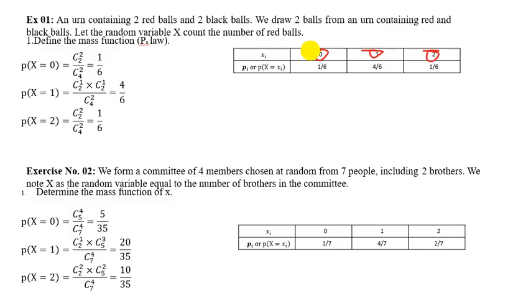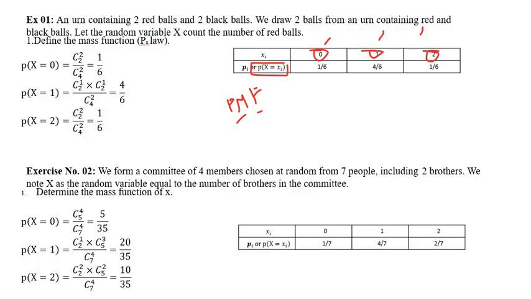So how to get the PMF, the probability mass function? I need to find the probability of each value. What is the probability of X being 0? P(X=0) means I have no red balls, so in this case both balls are black. So in combination, how to find this?